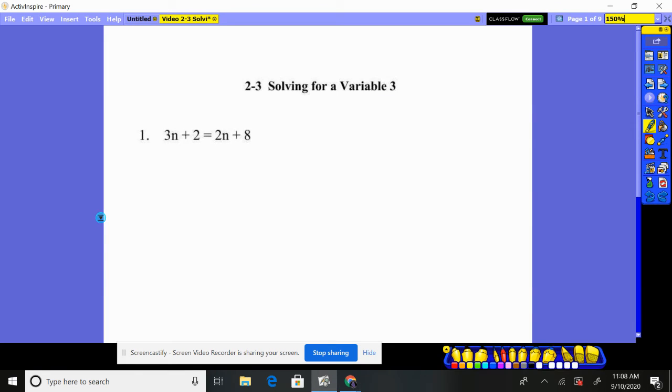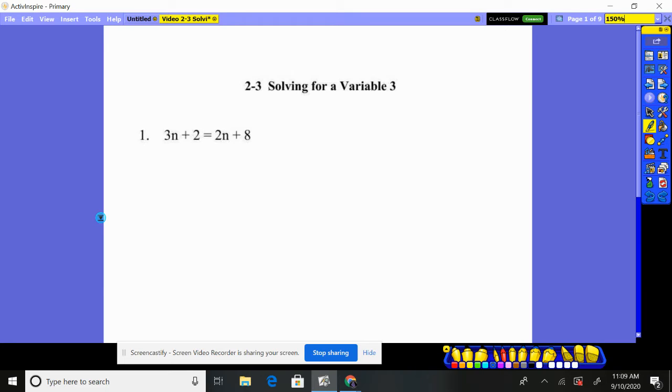All right, we want to take a look at section 2-3 where we want to solve for a variable. This is going to take more than just one or two steps. Now, as I've always said, get all variables on one side, get all numbers on the other. Personally, I look at it and I say, hey, are there any variables that need to be moved? Yes, that's who I take care of first.